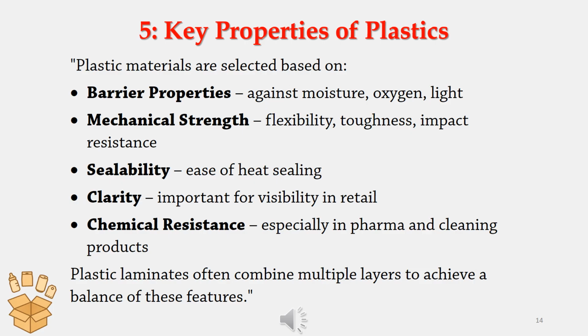Key properties of plastics. Plastic materials are selected based on barrier properties against moisture, oxygen and light, mechanical strength, flexibility, toughness, impact resistance, sealability, ease of heat sealing, clarity, important for visibility in retail, and chemical resistance, especially in pharma and cleaning products. Plastic laminates often combine multiple layers to achieve a balance of these features.